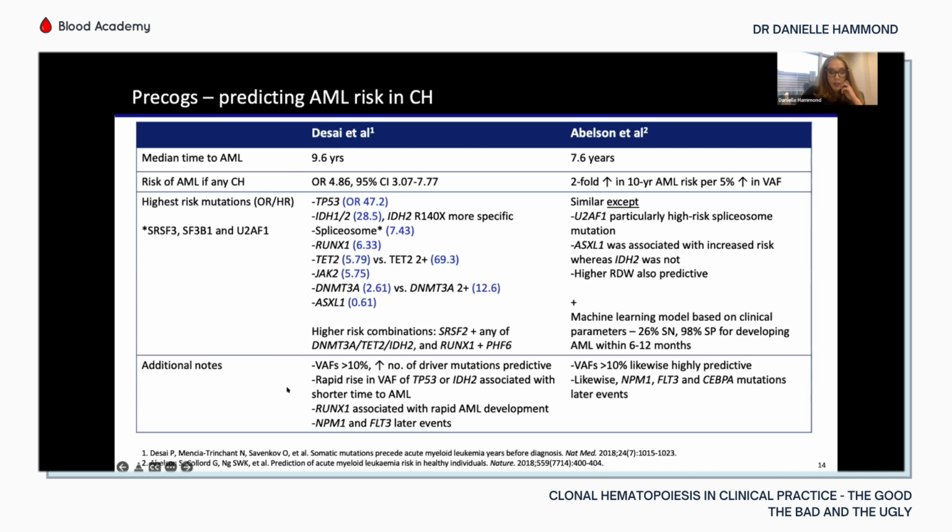And some additional notes to point out for both of these studies, as you would expect, the higher the VAF in the underlying mutation, or combinations of clonal hematopoiesis, all of these had higher predictive risk. Interestingly enough, in the Desai et al. paper, they actually were able to serially sample some of these mutations. And if there was a rapid rise in TP53 or IDH2 mutated clones, that was also associated with a shorter time to AML development. So there's definitely a dynamic aspect of this as well.